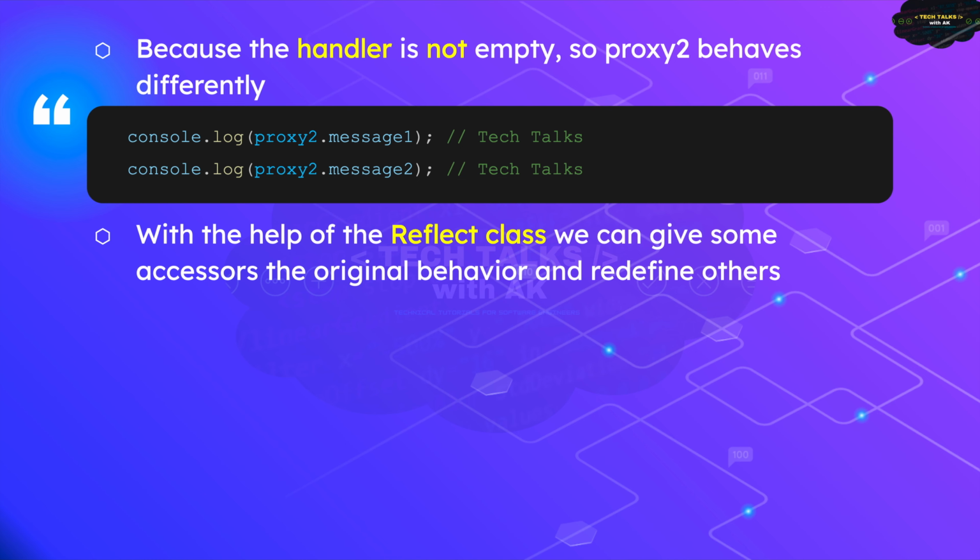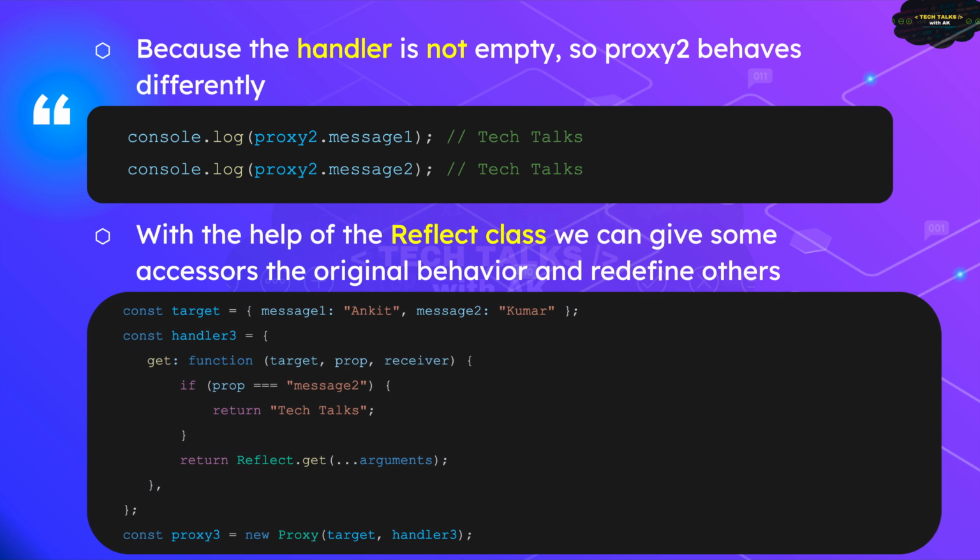With the help of the Reflect class, we can give some accessors the original behavior and redefine others. Example is here. We have a target same as earlier. We have handler3. In handler3, if the property is message2, then only we return Tech Talks, otherwise we return it as it is. Now we are creating proxy3 using this handler and target. If we now console.log(proxy3.message1), it returns Ankit, and proxy3.message2 returns Tech Talks because it checks whether the property was message2 or not. This property message2 is matching with this condition, so it returns Tech Talks instead of Kumar.